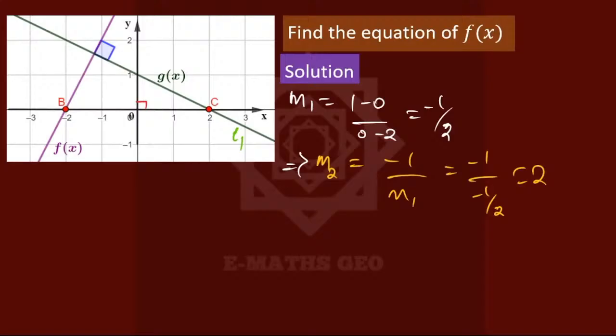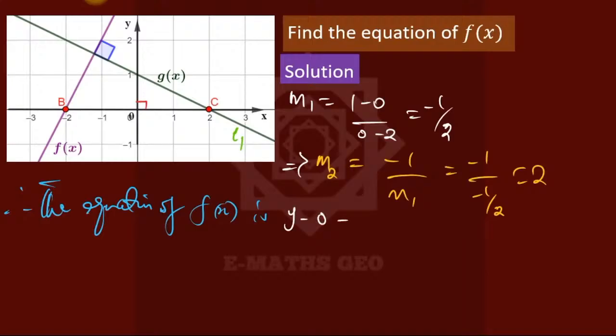So I have minus 1 over minus half, so it's 2. Now we have to find the equation of the line. Therefore, the equation of f of x is using the point slope form. So f of x passes through (minus 2, 0), which is now y minus 0 equals the slope, 2, times x minus minus 2, which is x plus 2.